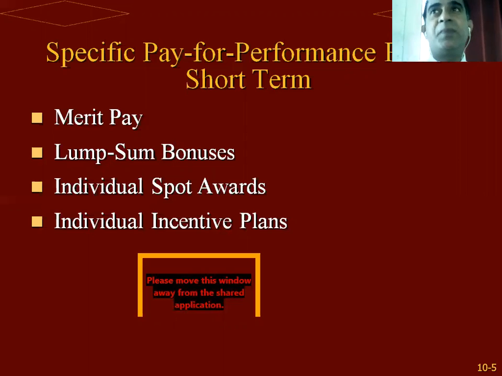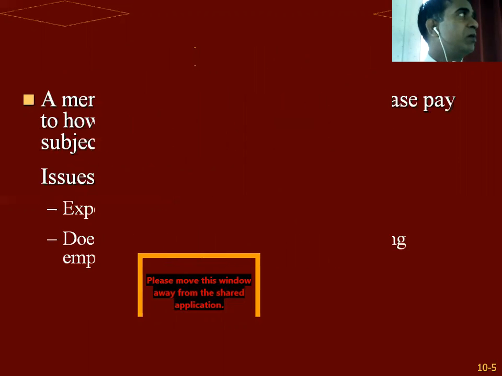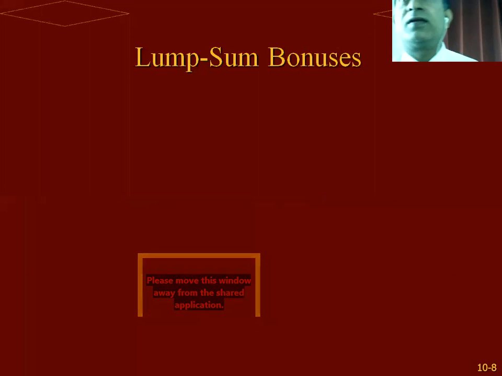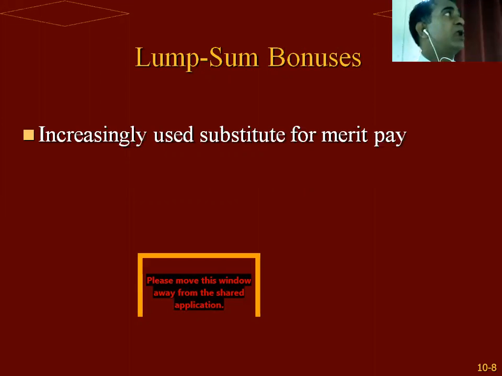But upcoming plans, some especially individual incentive plans, are slightly complicated, but anyway, I have made them easy for you. So the second type of pay for performance plan, there are different plans, and depending on the circumstances, companies adopt certain plans, or they may even combine some plans. The second pay for performance plan is lump sum bonuses. Lump sum bonuses are increasingly used as a substitute for merit pay.